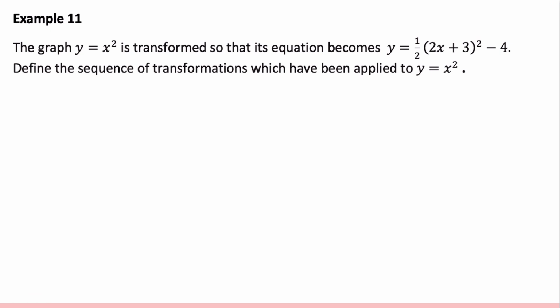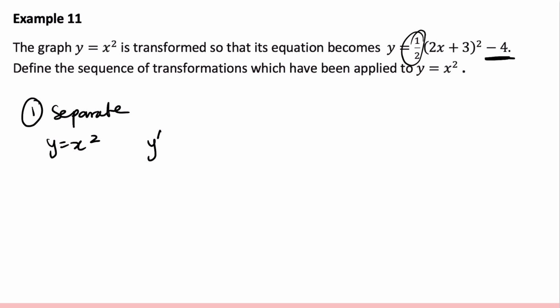Okay, moving on to example 11. It says the graph of y equals x squared is transformed so that the equation becomes this. Define the sequence. So same idea again. Let's go through these. So step 1, separate. This is my old, this is my new, and I'm going to go ahead and rearrange it at the same time. So this needs to go to the other side, anything that is not bound within the bracket. So plus 4 and then times by 2. Put my dashes in to indicate that that's new.